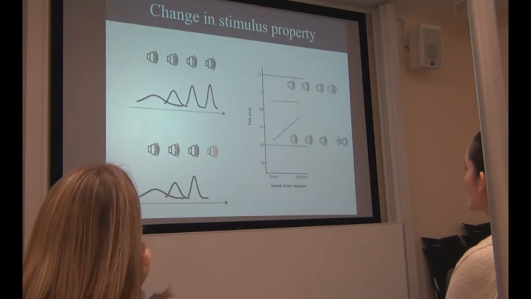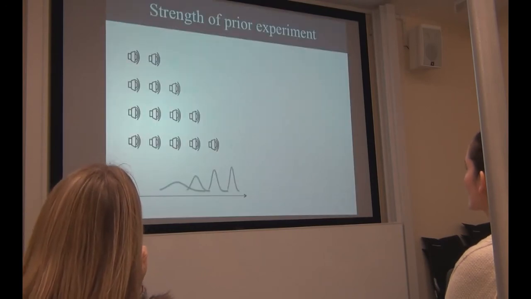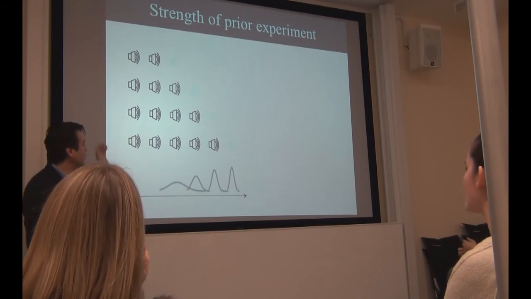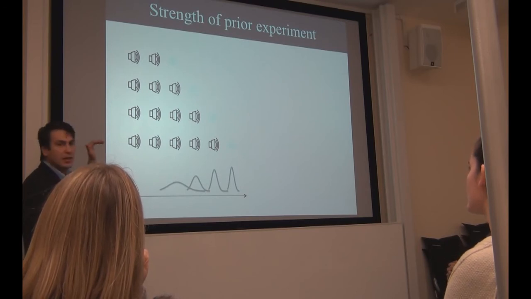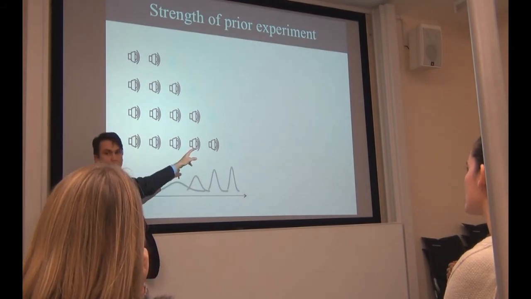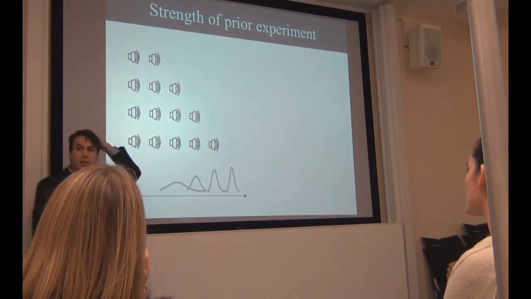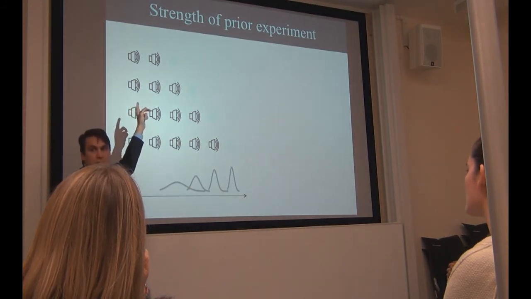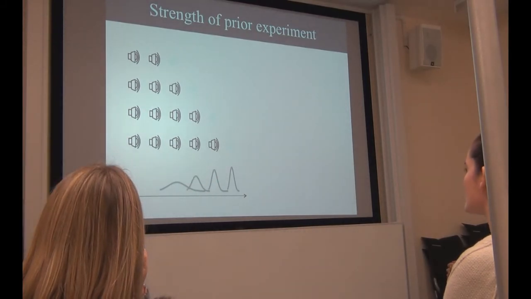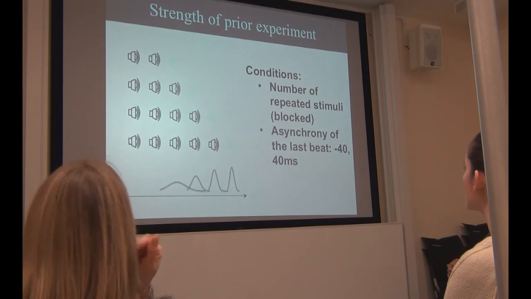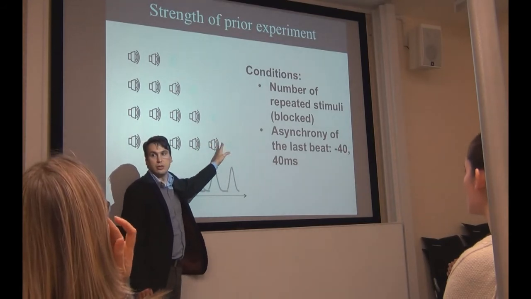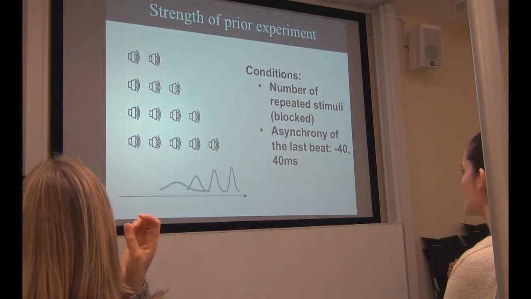Actually, let me skip one experiment and show you this. So here we look at the strength of the prior. We measure it in different blocks because we want to do this temporal order judgment, but we found out that if you do the temporal order judgment on the first stimulus and then the next stimulus is before, you have a big attention imbalance. So we do this blocked. And we have only two asynchronies of the last beat, so it could only be presented a bit earlier or a little bit later, never at the exact time.